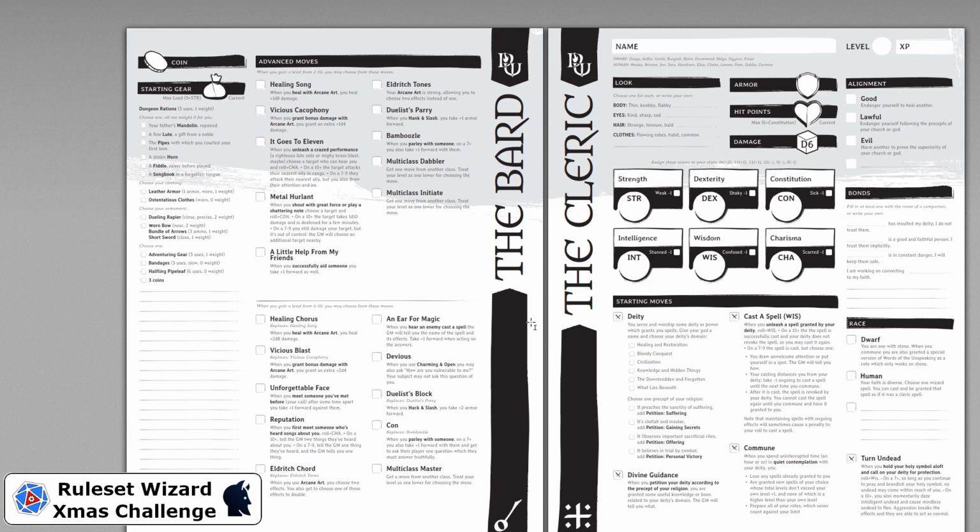For example, the Bard can take Multiclass Dabbler: get one move from another class, treating your level as one lower for choosing the move. So you could choose the Cleric's spellcasting, and later on they get Multiclass Master and get a move from another class, treating your level as one lower. You could choose the Wizard's cast a spell, and that way you would be getting spells from both the Cleric's list and the Wizard's list. And of course there are other classes out there that can multiclass, and other classes that have spellcasting.